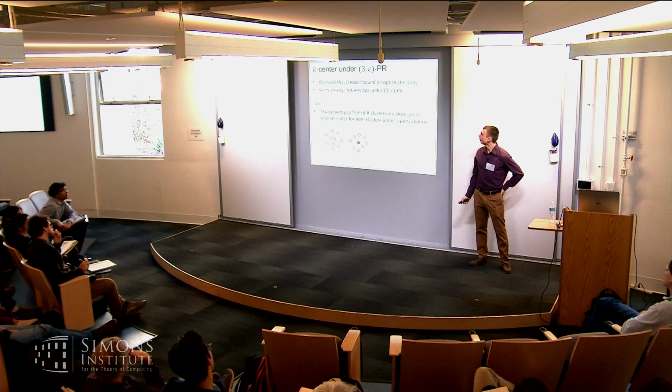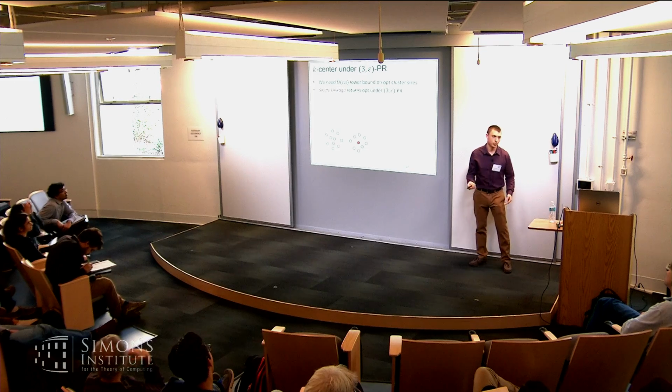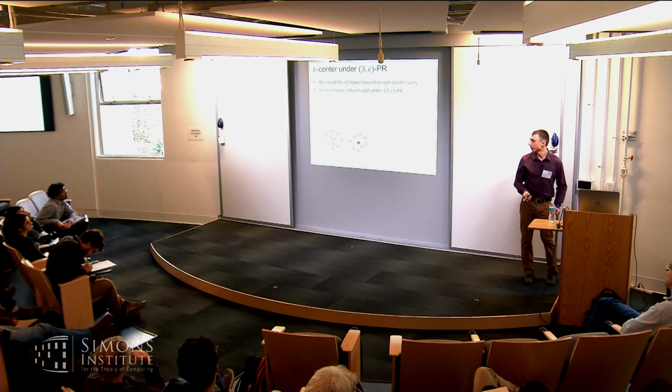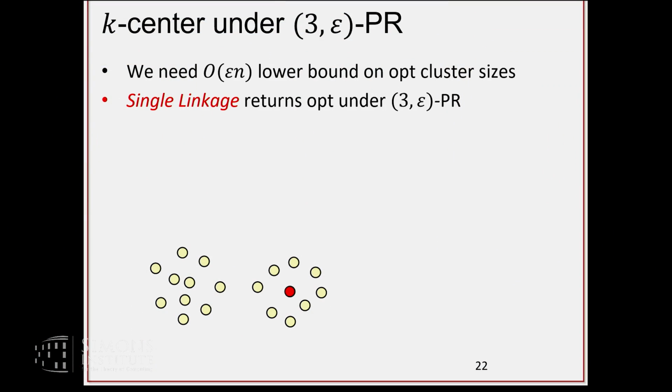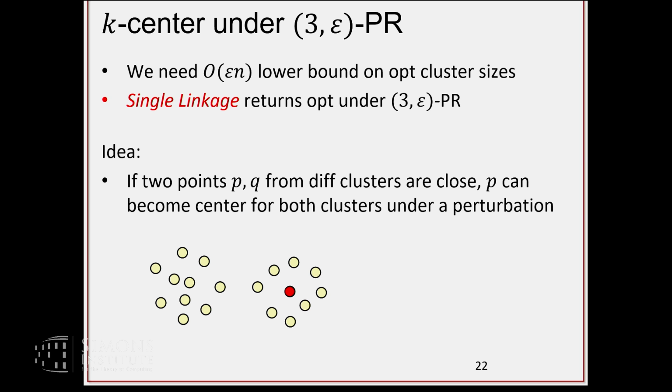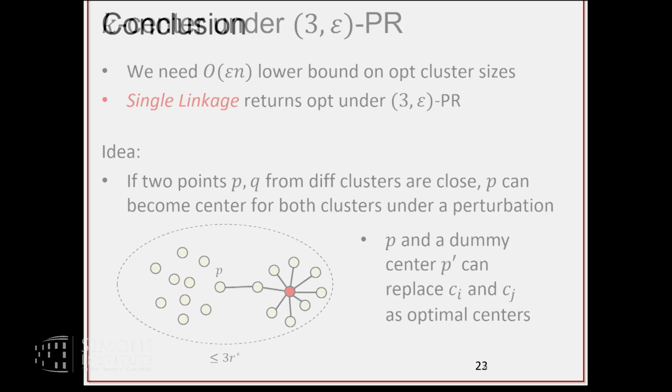So single linkage returns the optimal solution under 3 epsilon perturbation resilience. We can think of this epsilon as it can't go above 1 over k, just by the lower bound on the cluster sizes. Okay, I think I'm going to wrap up. I won't have time to explain the intuition behind this.